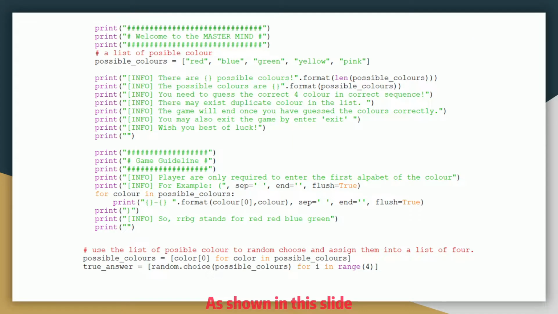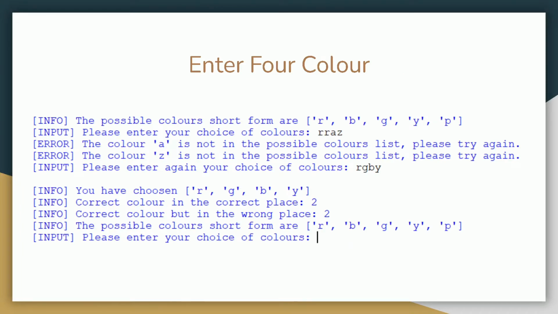As shown in this slide, dot format is being widely used to achieve the target of dynamic output. After that, the program will automatically generate 4 colors from a list of possible colors with random choice. The possible color list will also be changed into short form to ease the comparison process. After that, the program will ask the user to input each choice of color in short form.